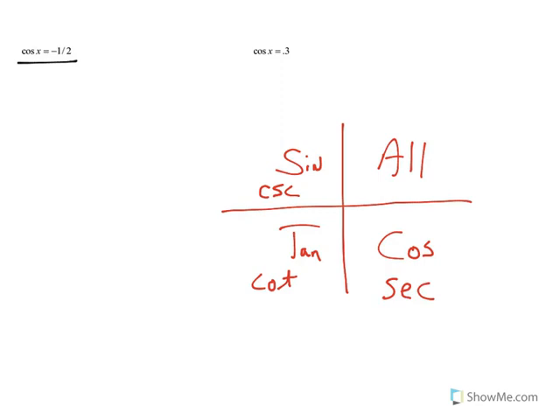So where is cosine going to be positive? It's going to be positive in Quadrant 4, and it's going to be positive in Quadrant 1, where everything is positive. We're looking for where is it going to be negative, so we're going to be looking in Quadrant 2 for a negative cosine ratio, and also Quadrant 3. So let's go ahead and sketch that out.